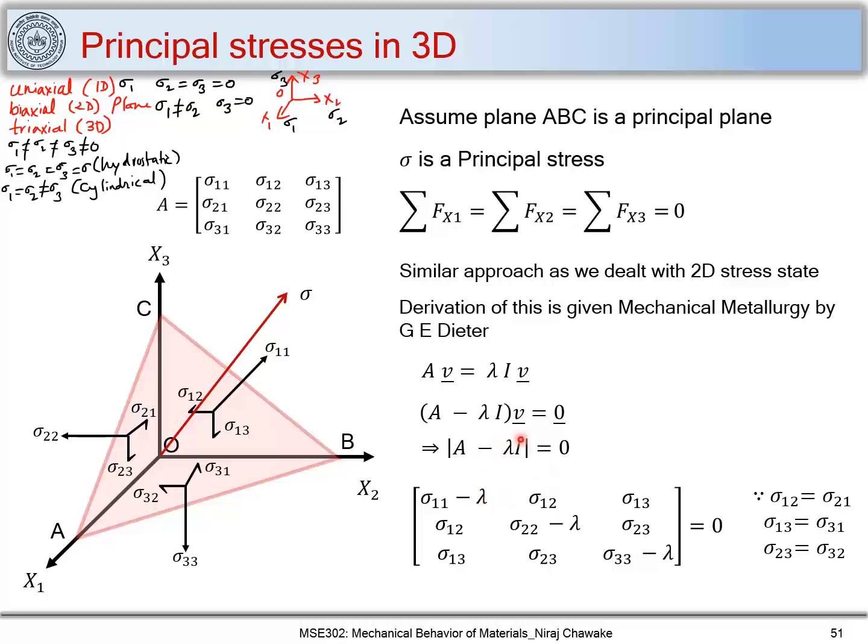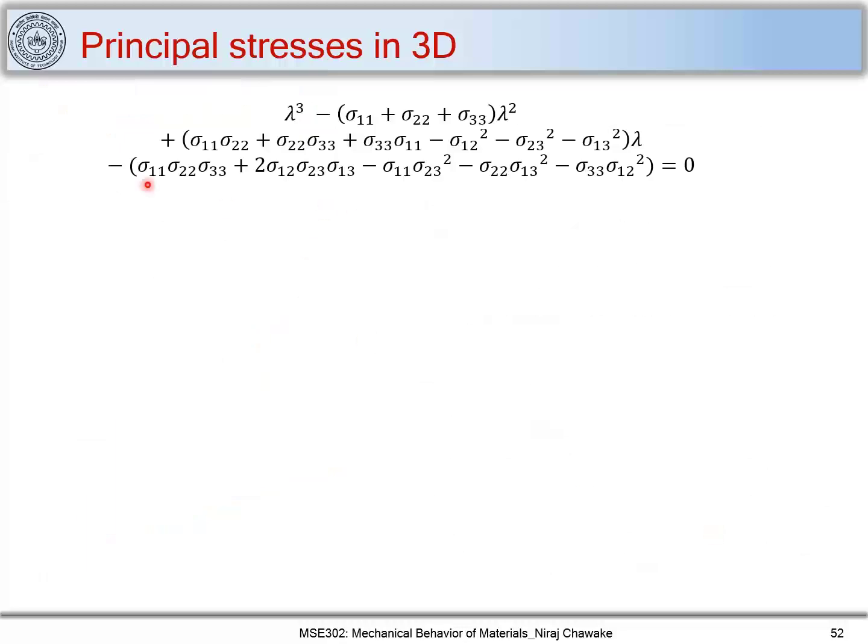Lambda I makes sure that the diagonal elements are subtracted by lambda, and the rest of the components remain the same. I use the identity sigma 12 equals sigma 21, which is the condition of static equilibrium: sigma ij equals sigma ji. I solve the determinant and equate it to 0, and when I do that, I get a cubic equation.